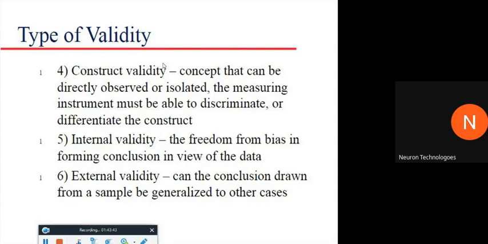Construct validity concerns a concept that can be directly observed or isolated. The measuring instrument must be able to discriminate or differentiate the construct. So again, you are going to discriminate one thing and try to get some difference as well: how many differences, how many ups and downs there are, what the difference is. In this way you will try to find a gap between the two things.